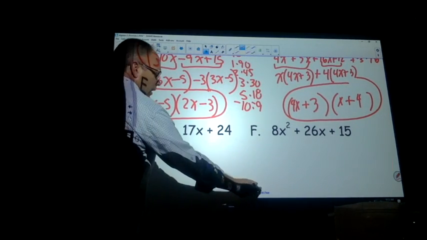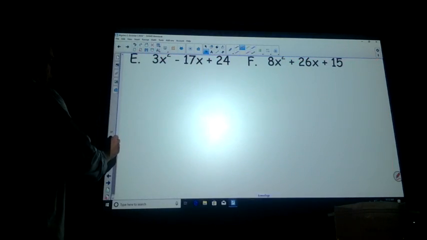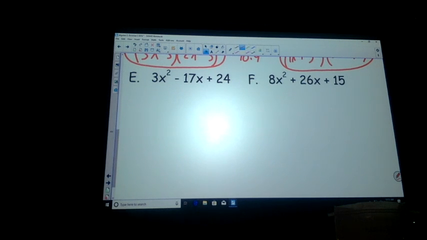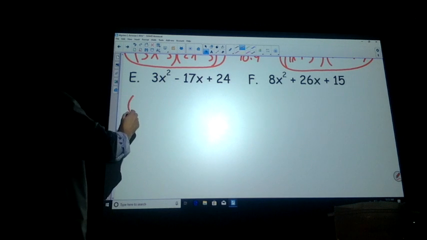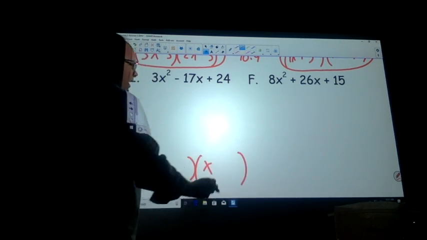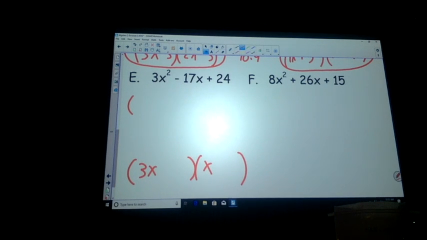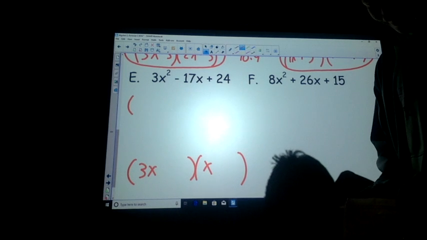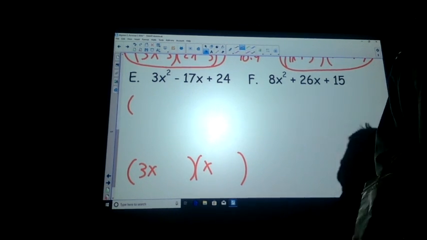All right. Last of it. Can I factor 3 out of all 3 terms? Yep. So things that I will know on this one, I know I'm going to have definitely 3x and x. How do I know that I have 3x and x? Because that's the only way to get to 3x squared by breaking it apart.